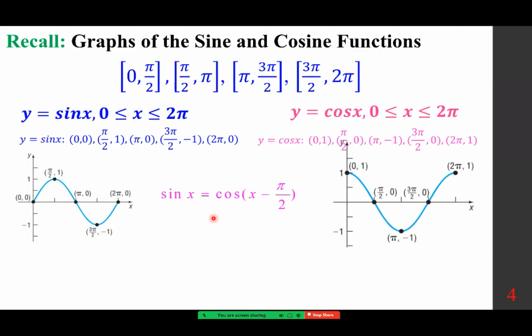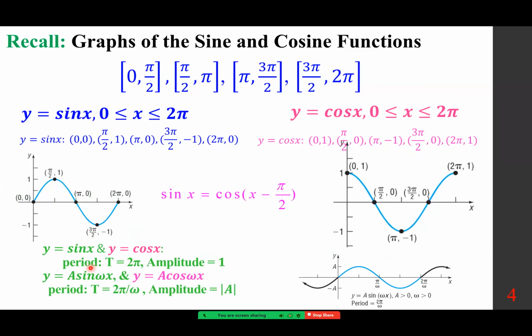The relationship between sine and cosine is that sine x is cosine of x minus pi over 2. By moving by the amount of pi over 2 from one, we can go to the next one. If we have a basic sine and cosine, the period is 2 pi, amplitude is 1. However, if y is a sine omega x and a cosine omega x, then the period changes to 2 pi over omega, and amplitude is absolute value of a. So this is basically the synopsis of what we needed to do.